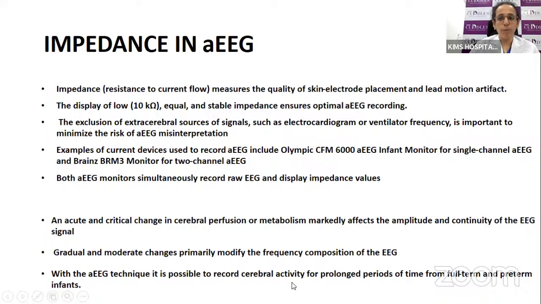Now let's discuss the impedance in the amplitude integrated EEG. Impedance is nothing other than the resistance to the current flow, which measures the quality of skin placement and the lead placement. Impedance should ideally be less than 10 kilo-ohms, and it should be stable to ensure optimal EEG recording. If the impedance is going up, then we should look at the placement of the electrodes, whether they have been placed properly or not, whether the gel has been applied properly or not, and whether there is any hair at the place of application that is preventing an effective seal between the electrode and the scalp of the baby.